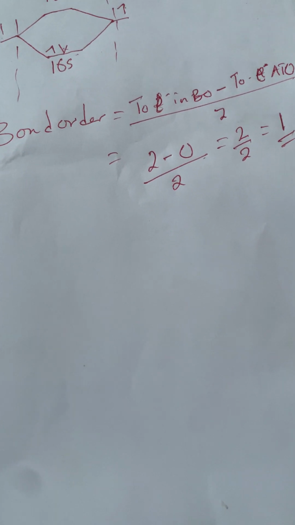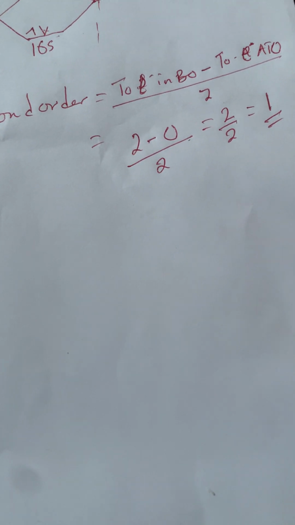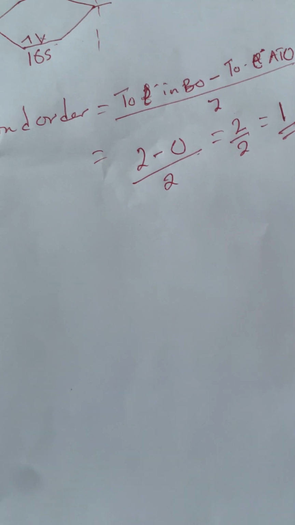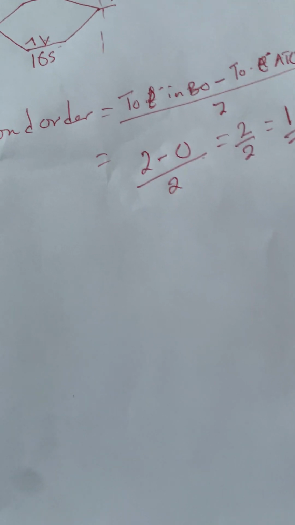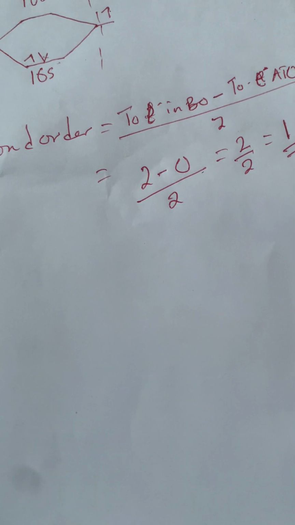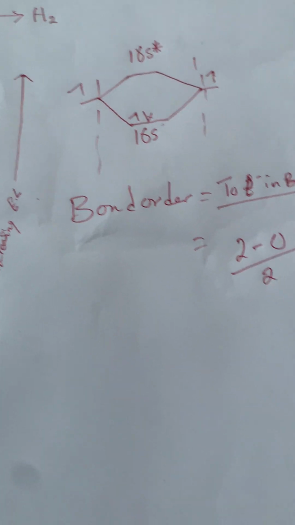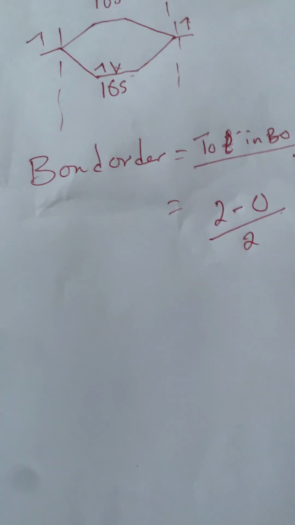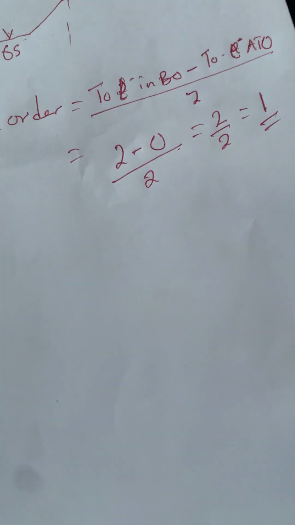Whenever you calculate your bond order and you get either a fraction or a particular number, be it rational or irrational, you have to know that that particular molecule is stable in chemistry. But if you get 0, it means that molecule is unstable. So the hydrogen molecule is stable with just a single bond. That is why we have 1 as our bond order.